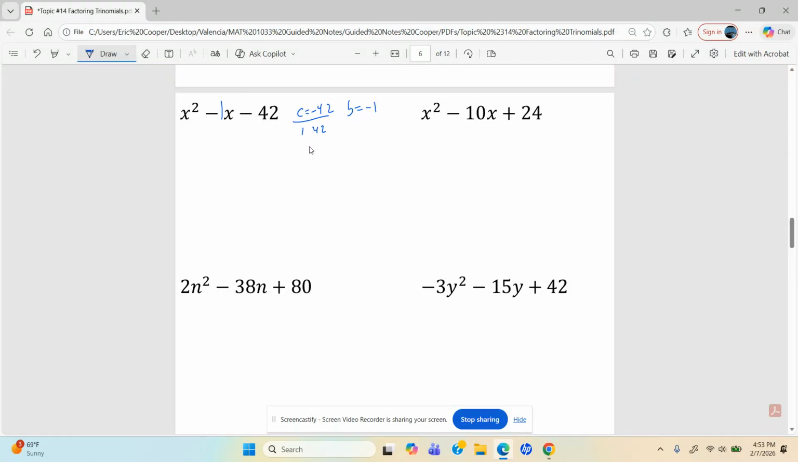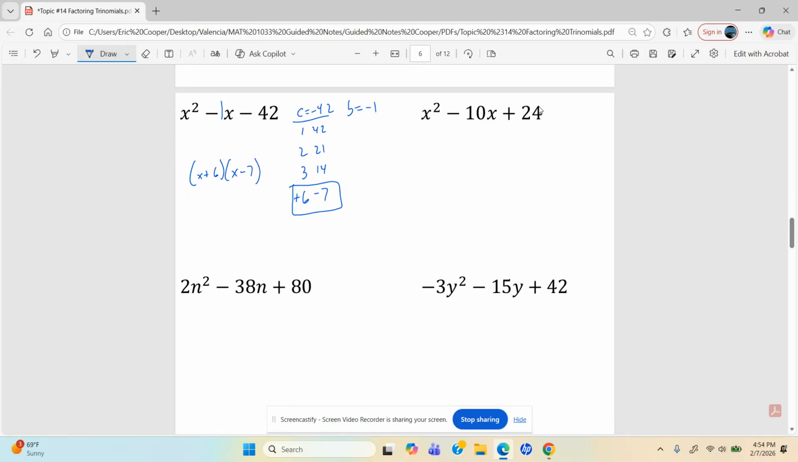I've got 1 and 42. I've got 2 and 21. I've got 3 and 14. I've got 6 and 7. And I need numbers that make a 1. 6 and 7 will work. I need it to be a negative 1, so it's got to be a negative 7 and a positive 6. So I've got x plus 6 and x minus 7.